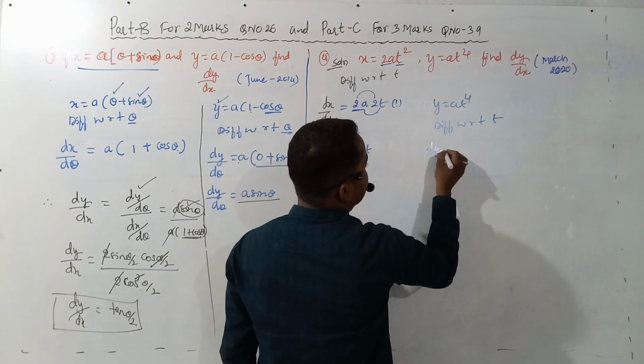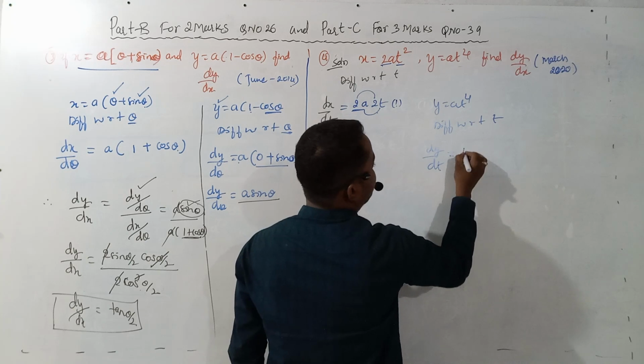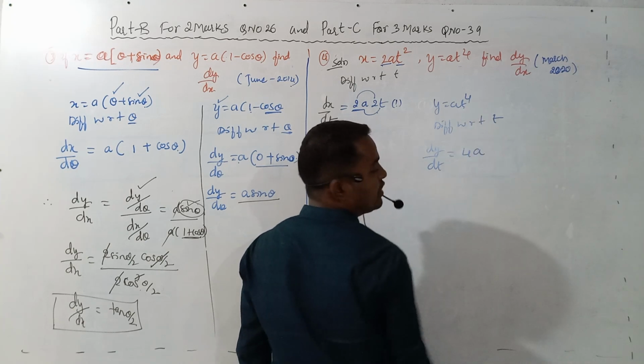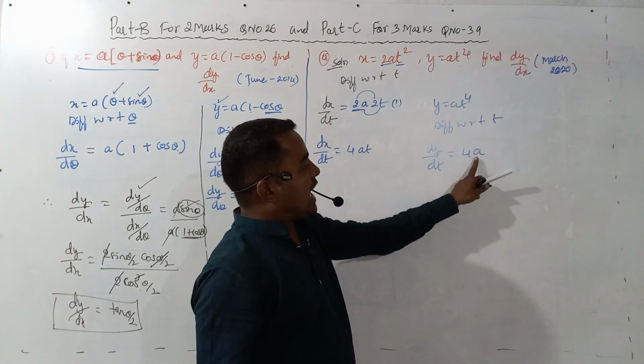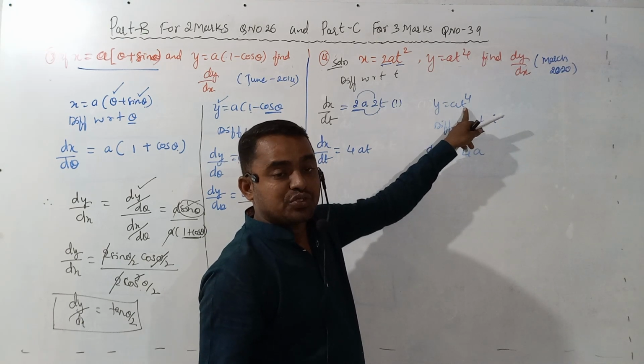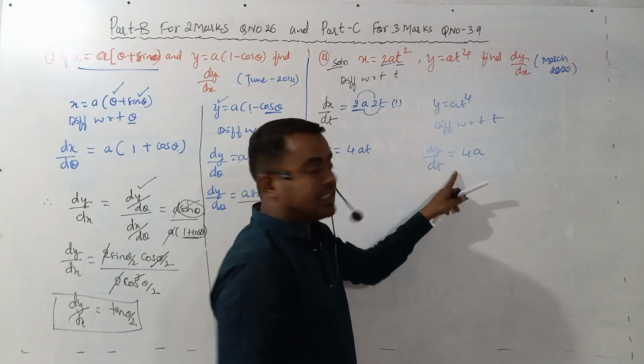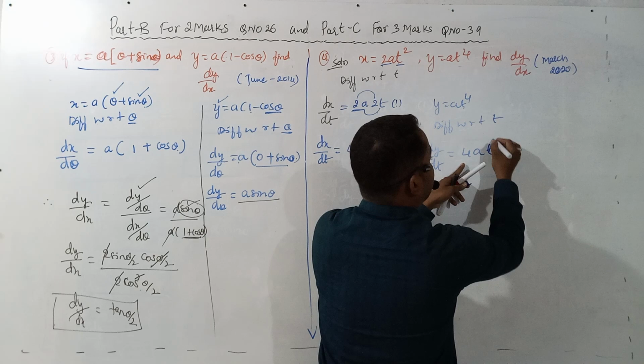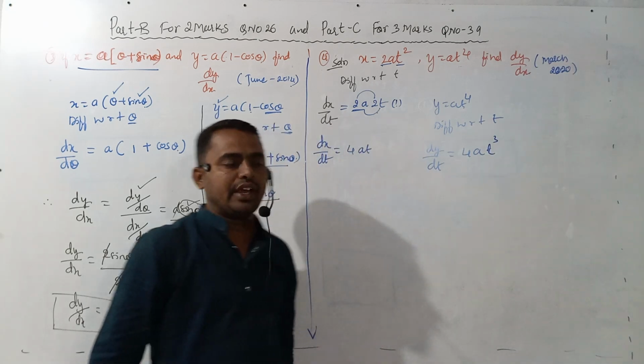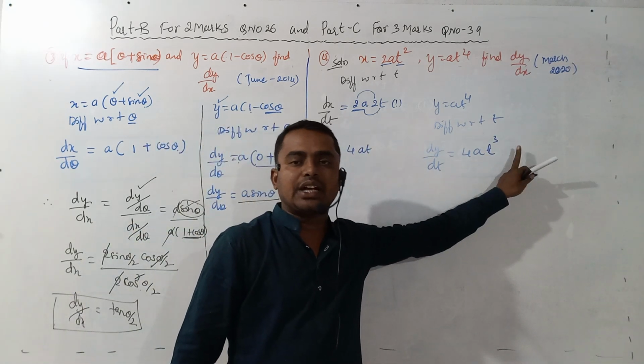dy by dt is equal to 4a, derivative of a as it is, the derivative of t raised to 4. 4 comes to the back side: 4t cube. 4 into a is 4a. Derivative of t is 1, that we are not writing.